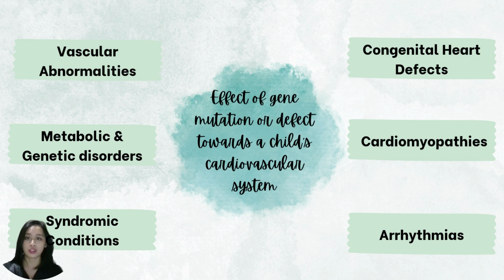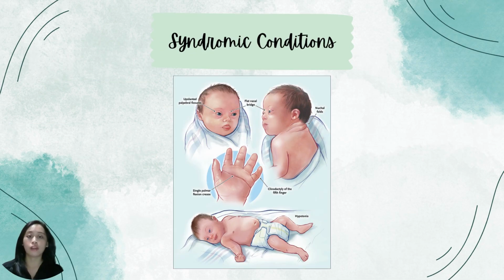Here, I have six, which are vascular abnormalities, metabolic and genetic disorders, syndromic conditions, congenital heart defects, cardiomyopathies, and arrhythmias. Among all the effects, I'm also going to focus on one effect, which is a syndromic condition.